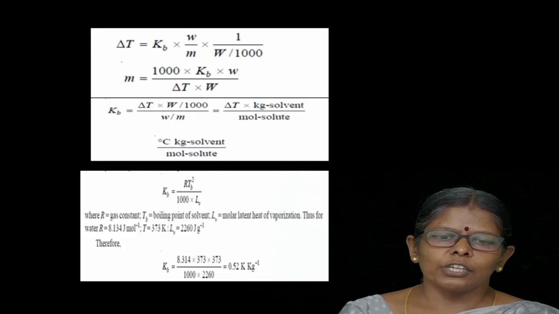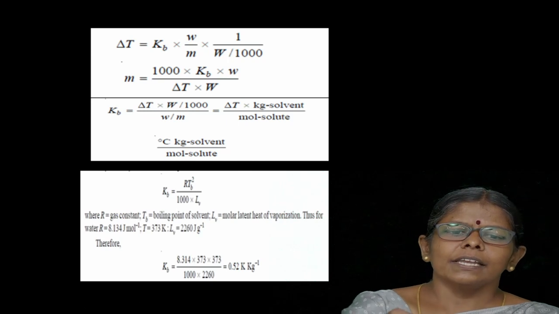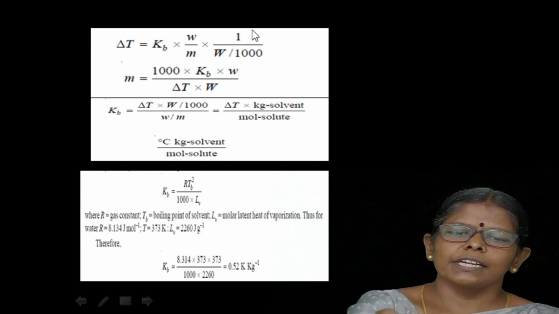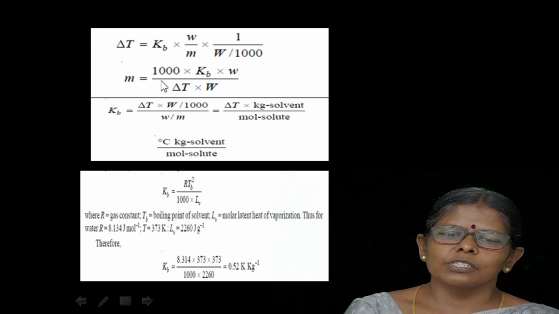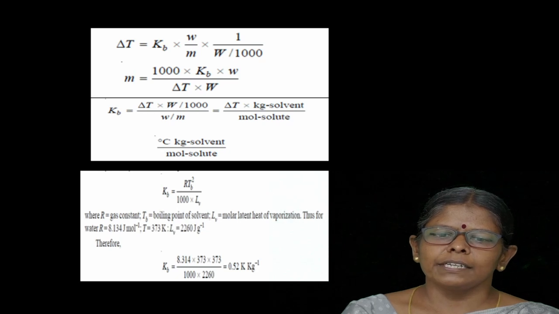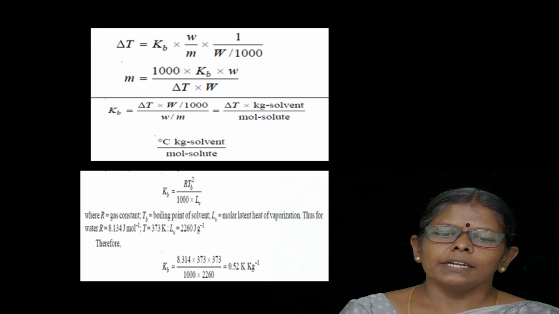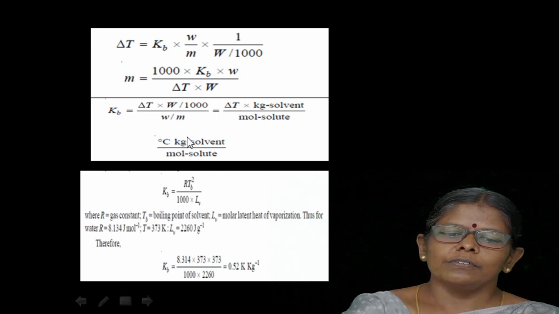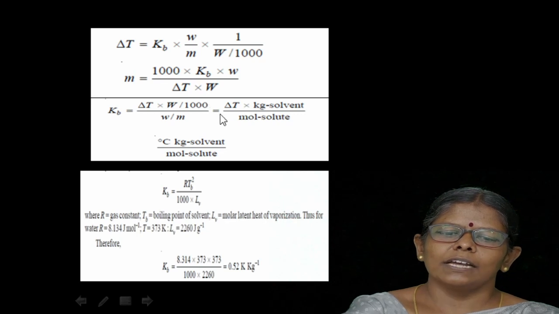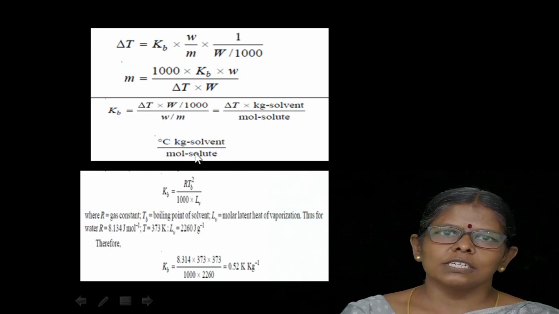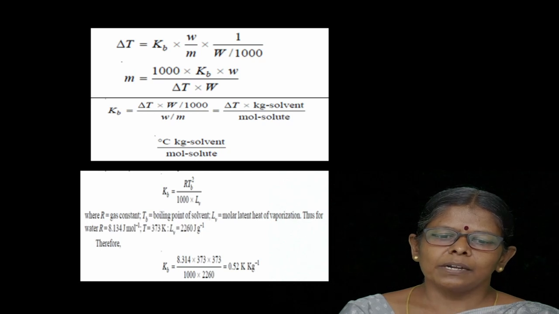For that, we make use of this relation. Here, the formula tells us, rearranging it to get the molecular mass of the solute, that is nothing but 1000 into Kb into w divided by delta T into capital W. Here, delta T has the unit of degree Celsius, W has the unit of kg, and W by M is nothing but the number of moles. Therefore, the unit for the ebullioscopic constant is degree Celsius kg per mole.